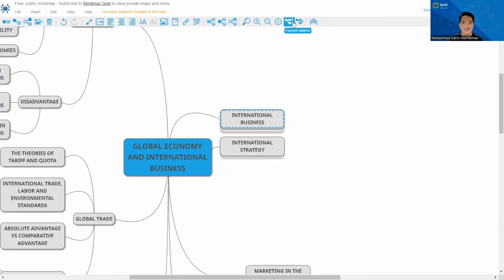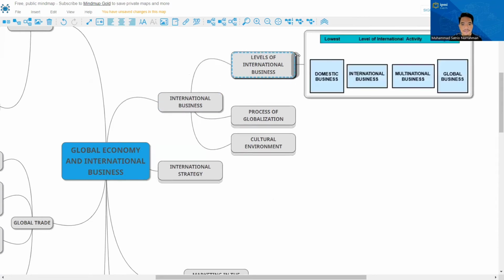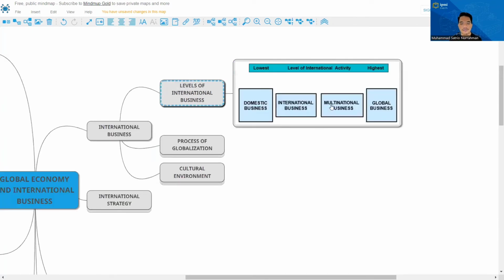It's about international business. In international business, we can divide into 3 main points. The first thing is levels of international business. As we can see from the picture, there are 4 international business levels. First is domestic business, the lowest level, and the second is international business, the second lowest level, the third lowest level is multinational business, and the highest level of international activity is global business.